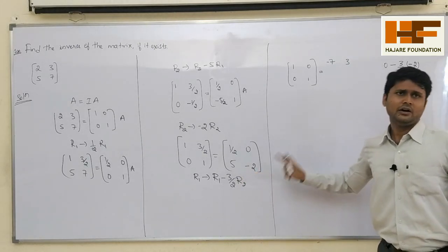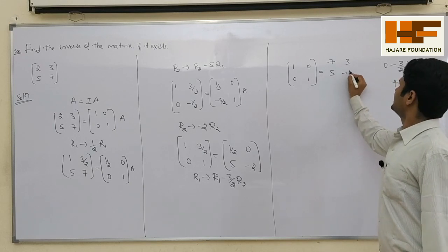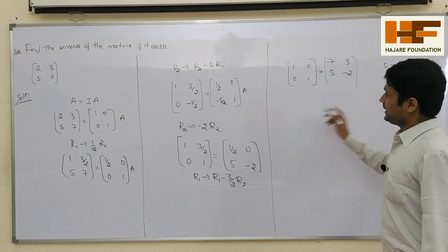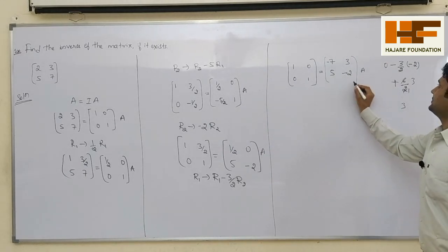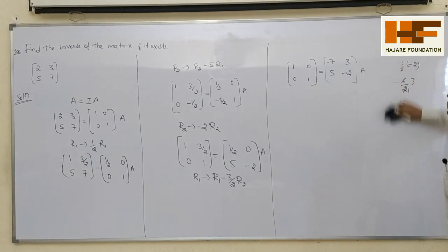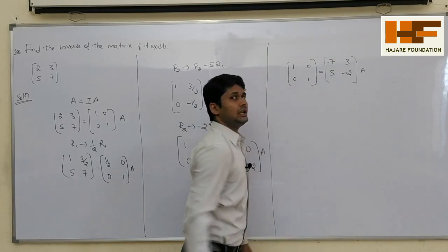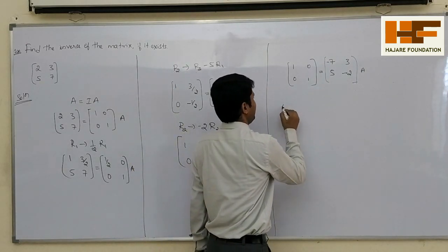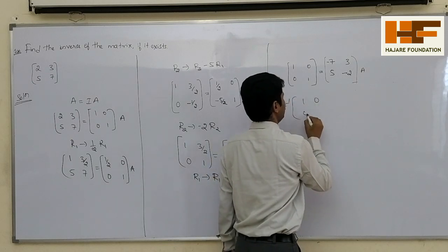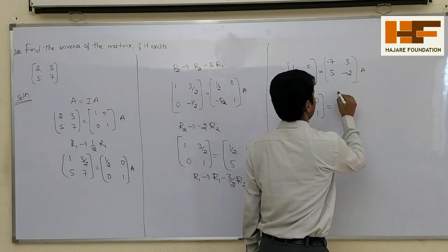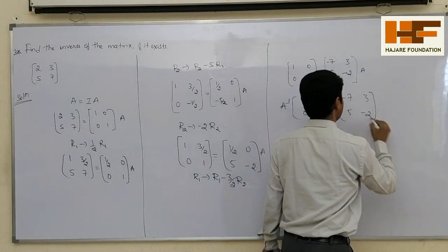Next, second row as it is. What is the second row? 5 minus 2. Write here A as it is, A here also write A as it is. Next, I am sending this A2 to LHS side. At that time A becomes A inverse into 1 0 0 1, which is equal to minus 7 3 5 minus 2.